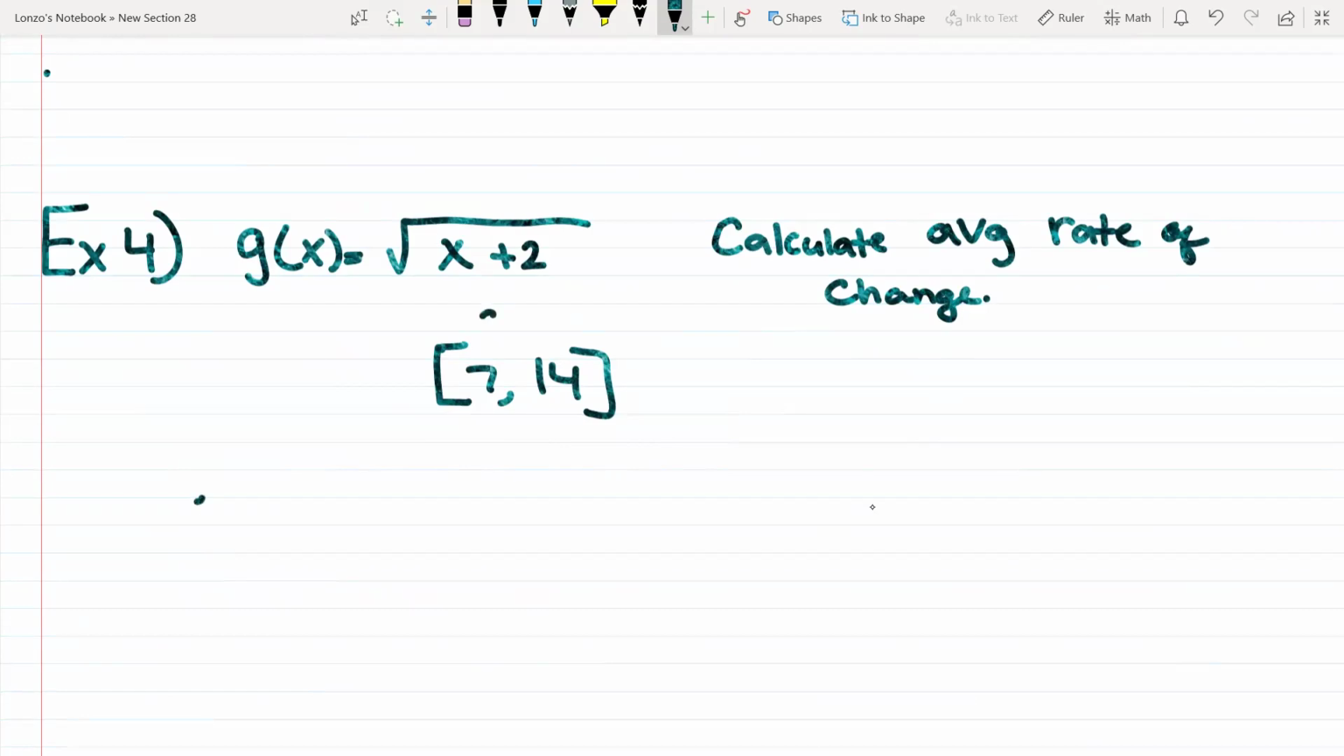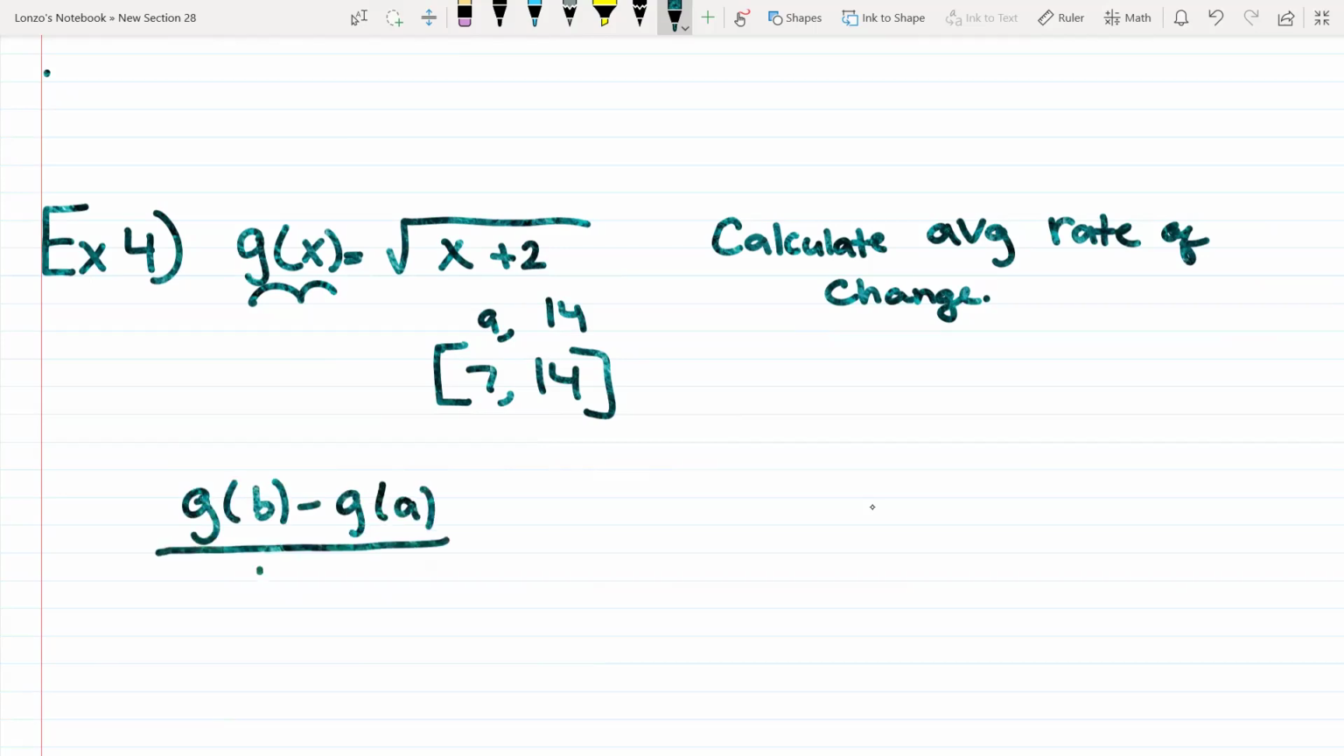So 7 is your A, 14 is your B. Keep in mind this is g of x, so it's going to be g of B minus g of A, all over B minus A, right? So 7 is your A, 14 is your B. My B is 14 minus A, just 7. And then 14 minus 7 is 7.